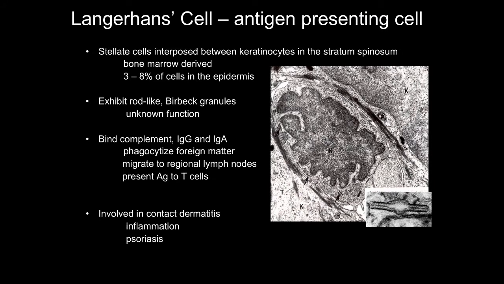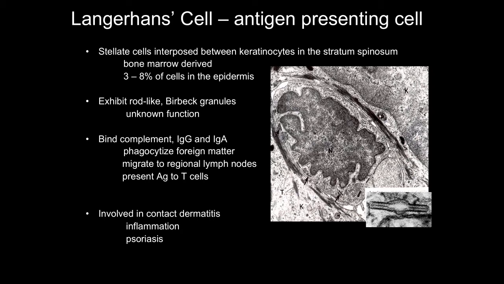Langerhans cells are antigen-presenting cells. They're stellate cells interspersed between keratinocytes in the stratum spinosum. They're a bone marrow-derived cell. We almost think of it as a monocyte-derived cell that's in the epidermis. They make up between 3 to 8% of the cells in the epidermis.